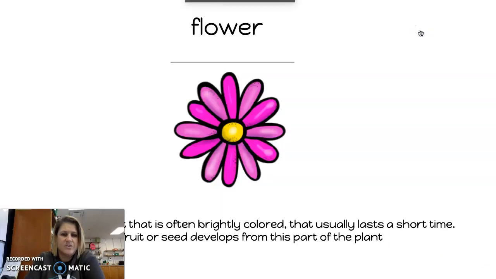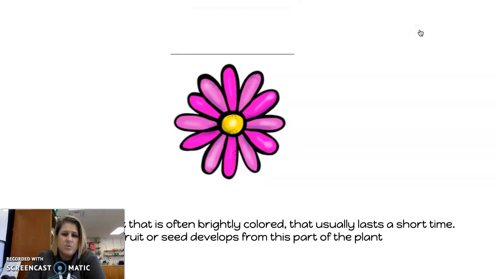All right, let's continue on. What word did I take off of the top? What is this a picture of? It's a flower, yes. So the part of the plant that's often brightly colored, and it doesn't usually last a long time. It's a short period of time that those flowers actually bloom, so we can see the colors of the flower. And the fruit or the seed develops from this part of the plant.